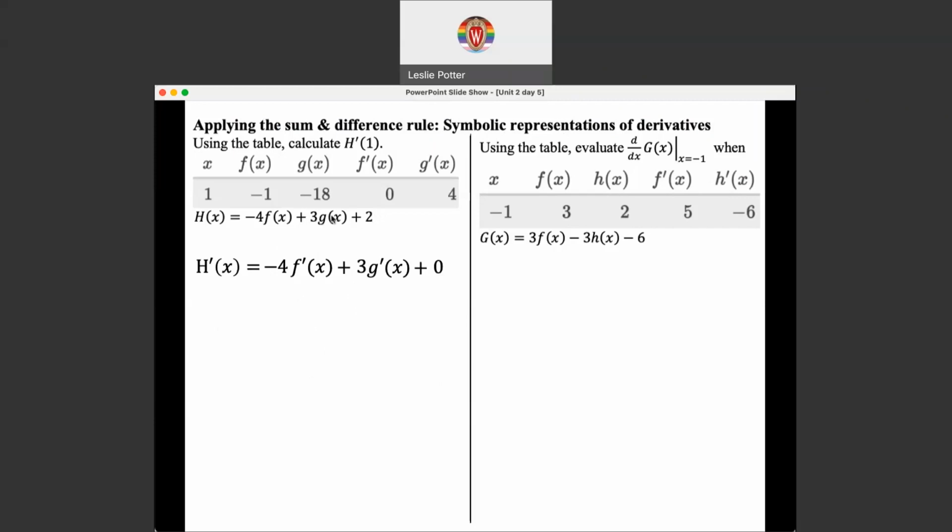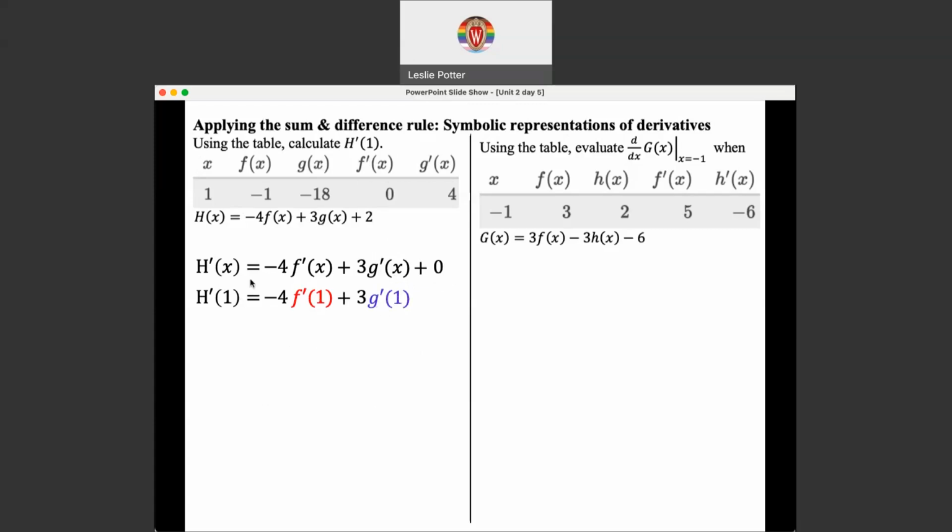We don't know what f of x is. We don't know what g of x is. We just know that if we have the function, its derivative is f prime. If we have this function g, its derivative is g prime. That's all we really care about because we're going to get all the values up here. Okay, so we want h prime of 1. So we go to the table. When x is equal to 1, f prime is equal to 0, and g prime is equal to 4. We're going to put those here.